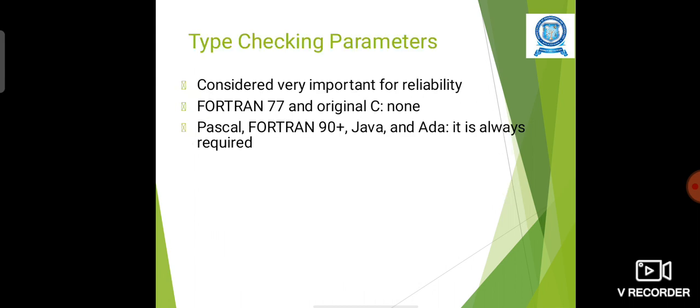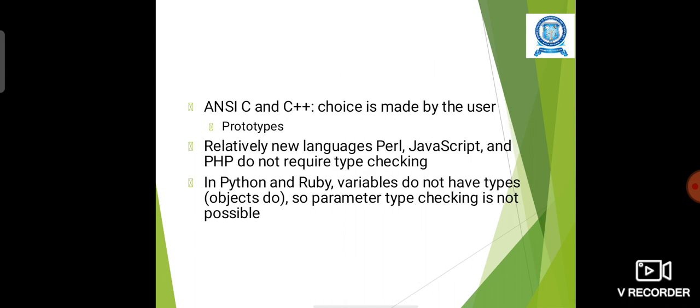Type checking parameters. Fortran 77 and original C use type checking of parameters. But Perl, JavaScript, and PHP do not require type checking. In Python and Ruby, variables do not have types, so parameter type checking is not possible.